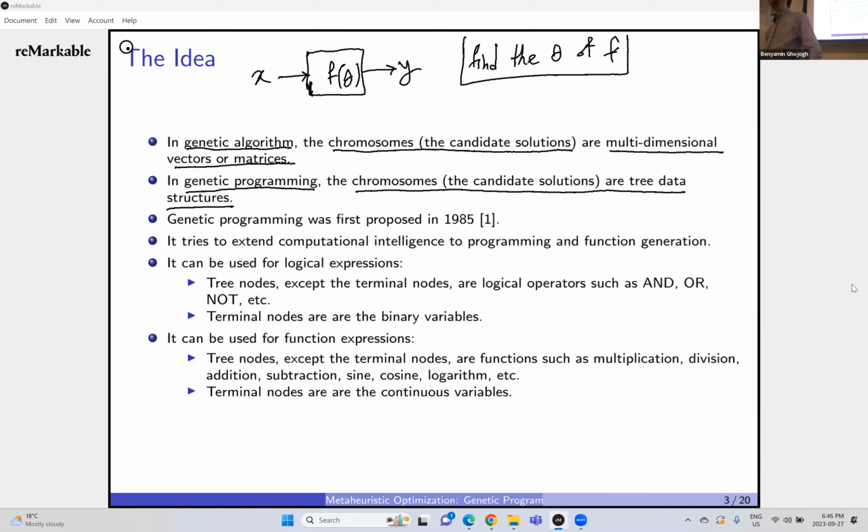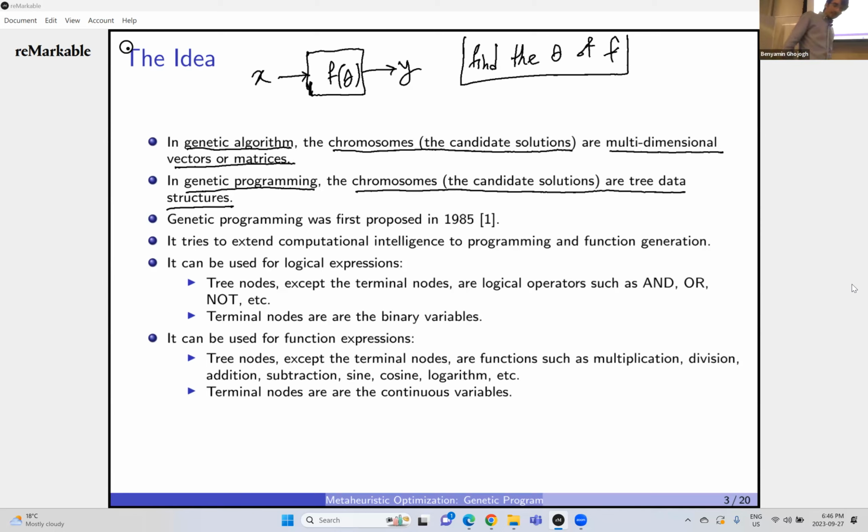For example, we have linear regression. So in linear regression, F of theta is a linear function, and we try to find the parameters of this F of theta. It can be a neural network, where in this case, theta will be the weights of the neural network, right?